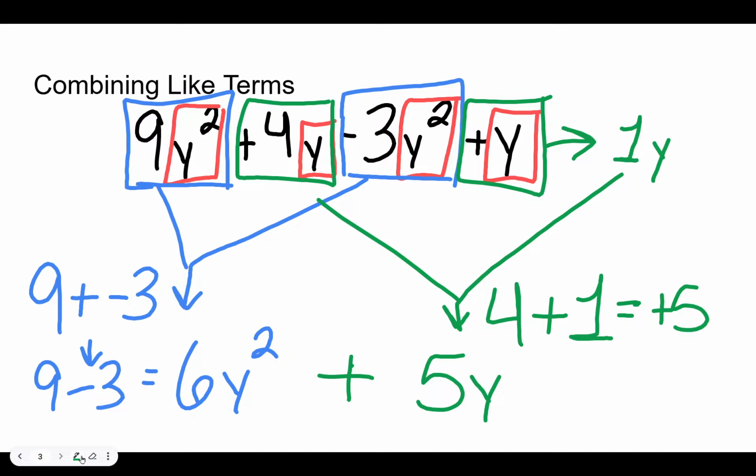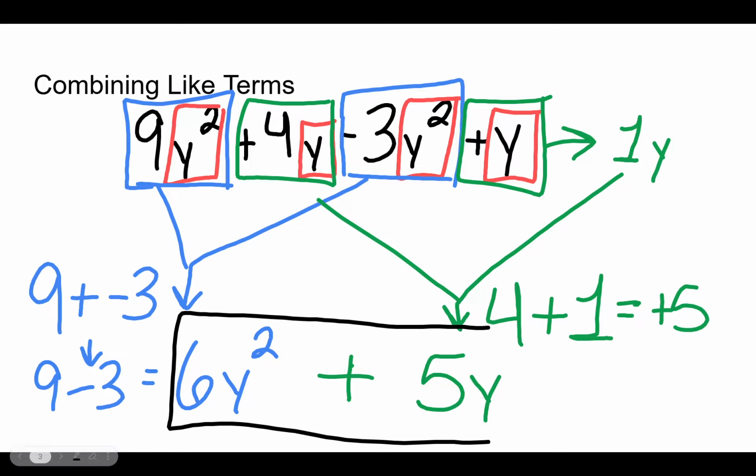Okay, so I'm going to box this in because guess what, folks? We just answered another problem. 6y squared plus 5y. We can't combine them together because y squared and y are not like terms. And that is all for that one. We just did another problem.